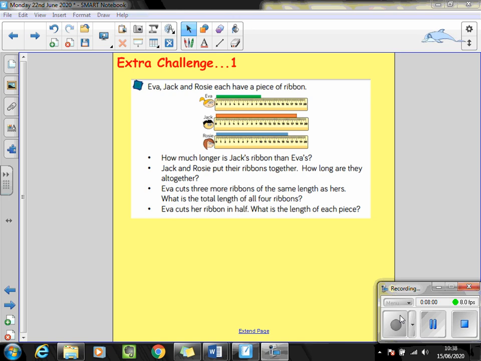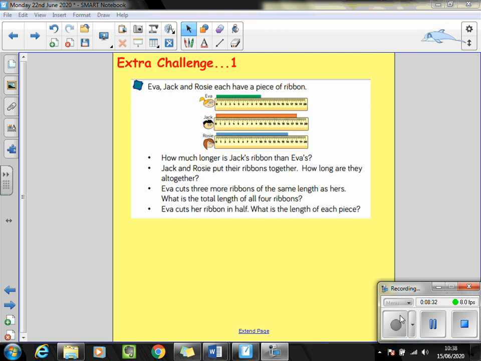Now, for those of you who want to push yourself a little bit further, I've got 2 extra challenges today. Challenge 1. Eva, Jack and Rosie each have a piece of ribbon. How much longer is Jack's ribbon than Eva's? Jack and Rosie put their ribbons together. How long are they all together?